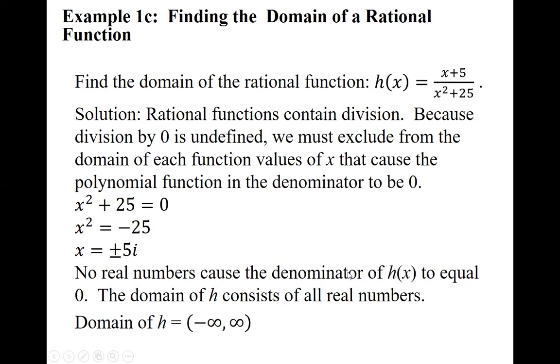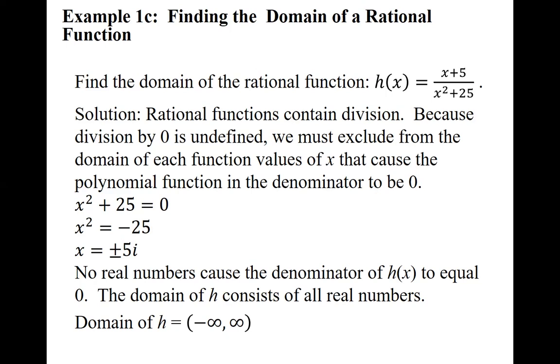One more. This time we're going to look at function h, which is x plus 5 over x squared plus 25. If we go ahead and set the bottom equal to 0 as we've been doing and solve, we get x squared equals negative 25 when we subtract 25 from both sides. The square root of a negative number is imaginary, specifically here plus or minus 5i.